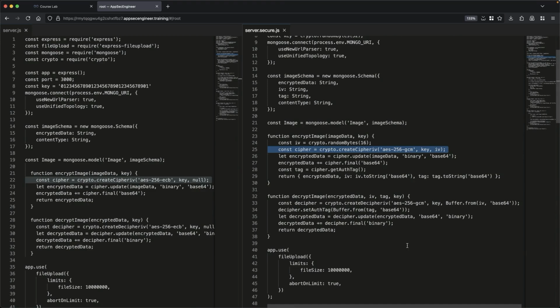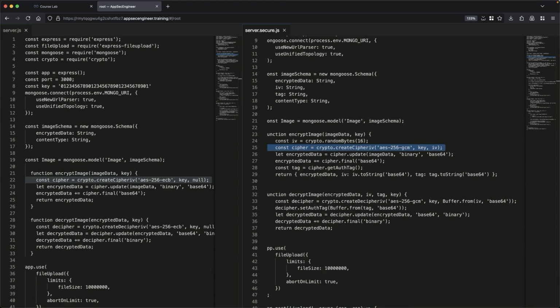Finally, random IV ensures unique encryption even for identical images. This is much like salting would do for text-based encryption. More importantly, Galois counter mode provides authenticated encryption, and the authentication tag verifies data integrity, which was simply not possible in the previous ECB method. Lastly, dynamic key generation prevents any key reuse problems.